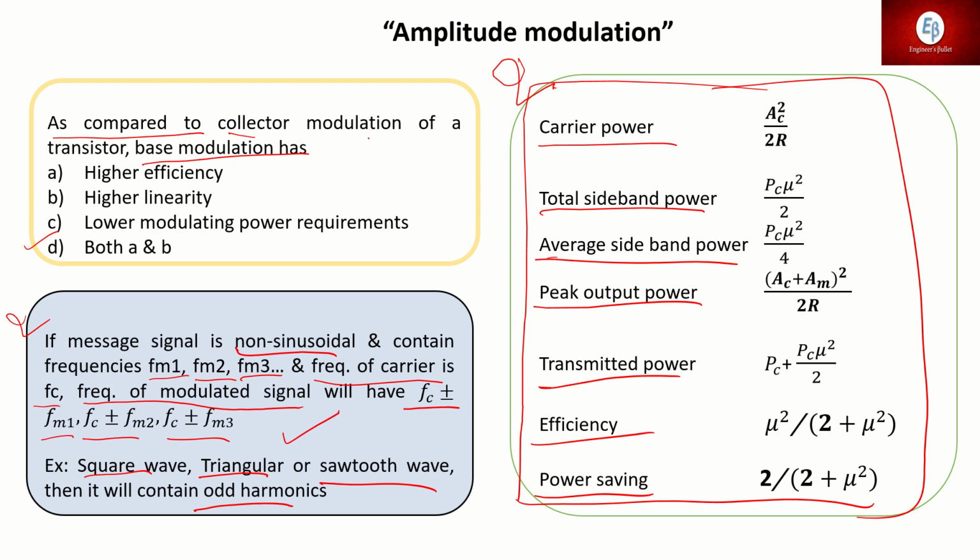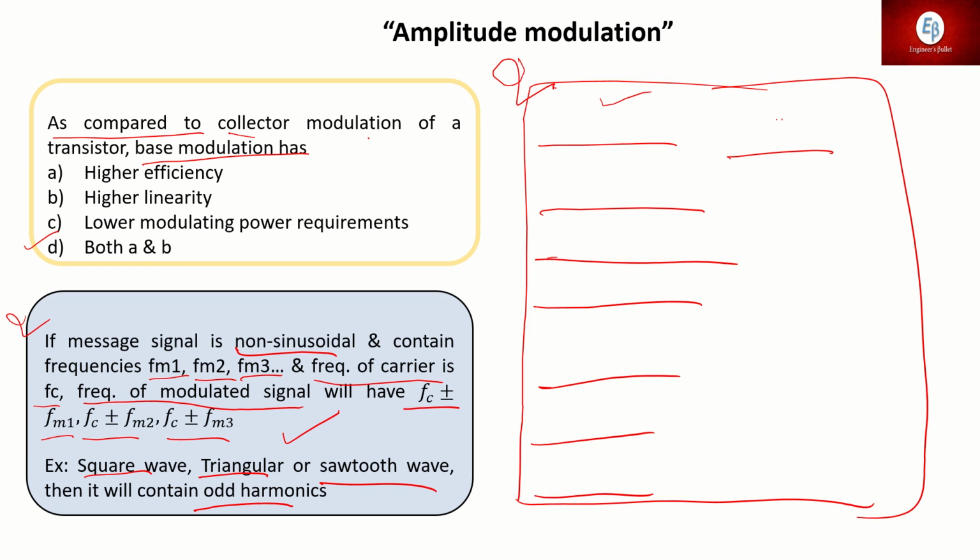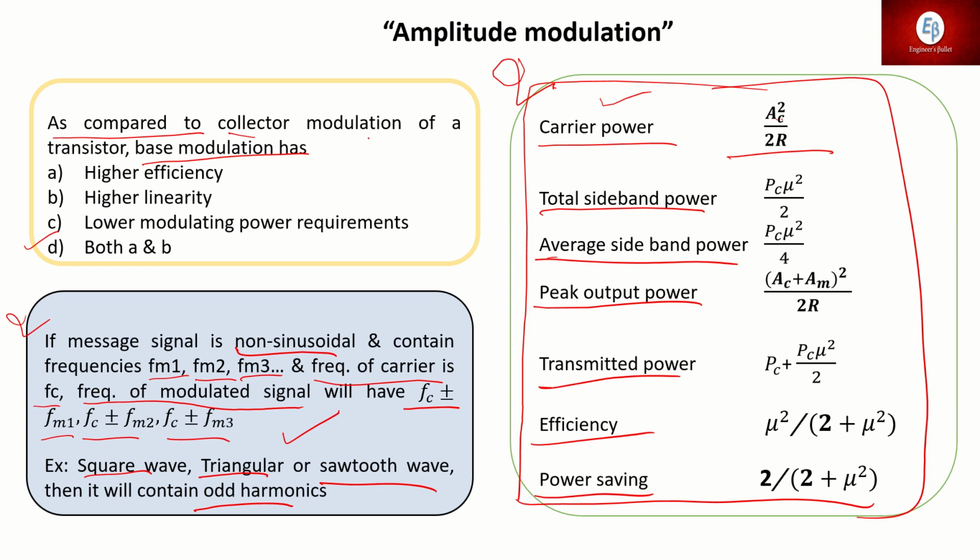First of all, carrier power, if you are asked, then it is AC square by 2R. AC is the carrier amplitude and R is the normalized resistance. Second is the total sideband power. It is PC mu square by 2. This is an important formula, and in previous examinations, like the state services, UPPCL, UKPSC, these questions are repeatedly asked using the formula PC mu square by 2.